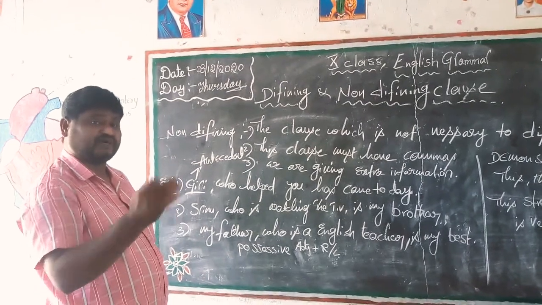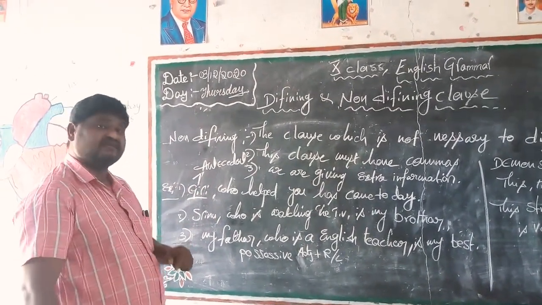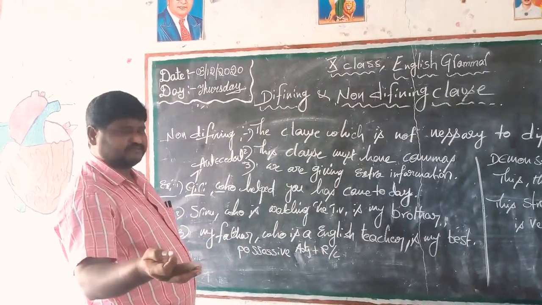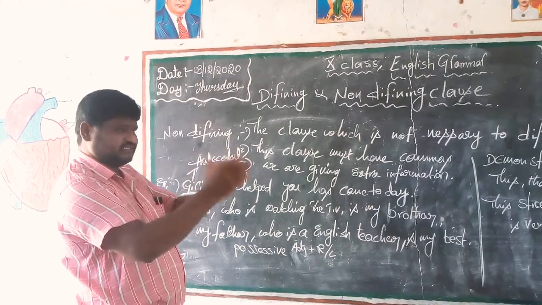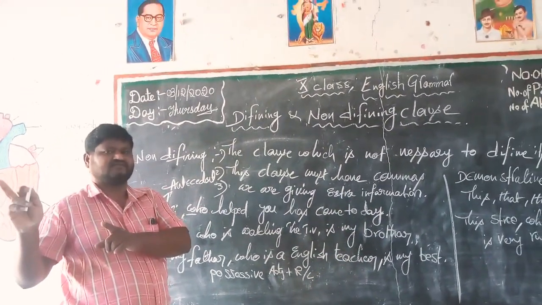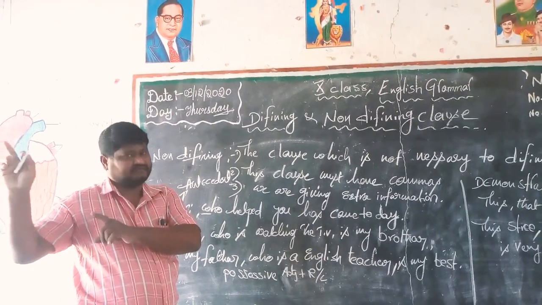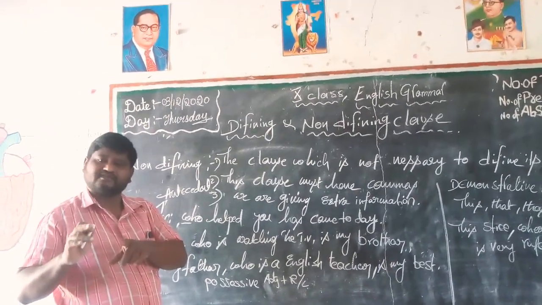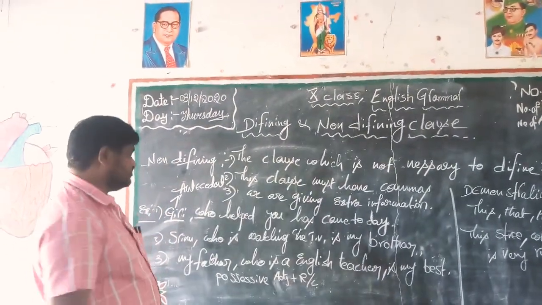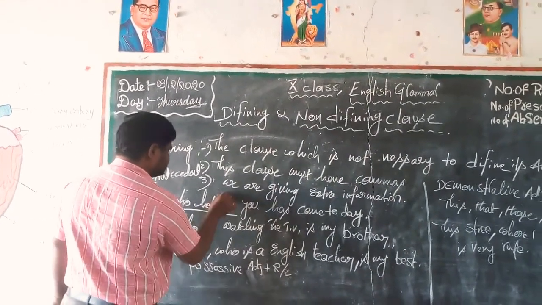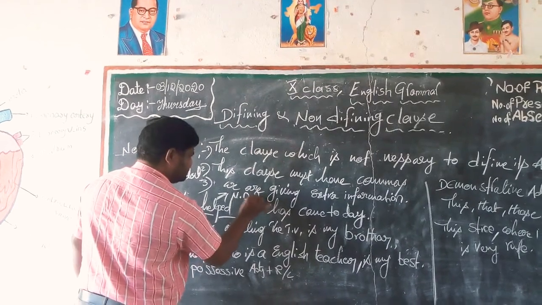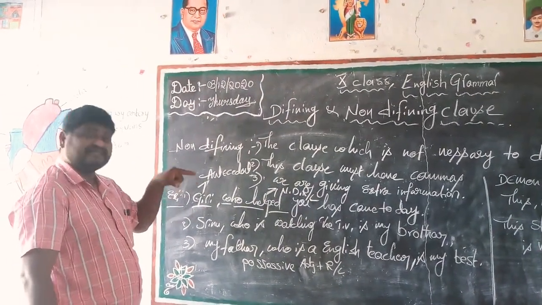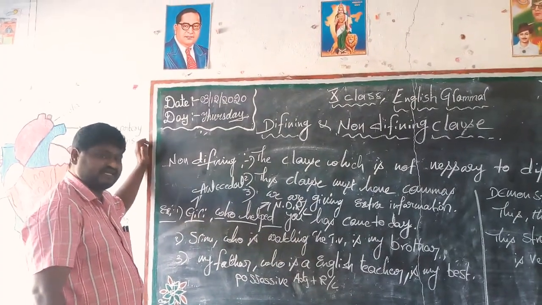When we know particularly about that person in the sentence, that is what we call a non-defining relative clause. In my previous video I told you: antecedent plus clause, when he has not mentioned particularly, is a defining relative clause. But in this video, antecedent plus clause, when we know particularly about that person, is what we call a non-defining relative clause. Why? Because here he has mentioned Giri particularly, who helped, Giri. That's why we call this a non-defining relative clause.